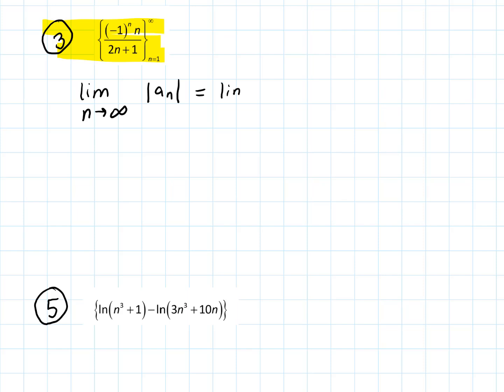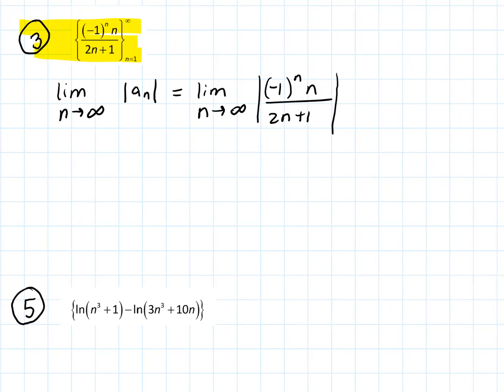So what happens there? If we take the limit as n approaches infinity of the absolute value of -1 to the n times n over 2n plus 1. Well, that absolute value, and it's something that we will utilize and look at quite a bit, but when we take that absolute value, what happens to that switch, it just becomes +1.